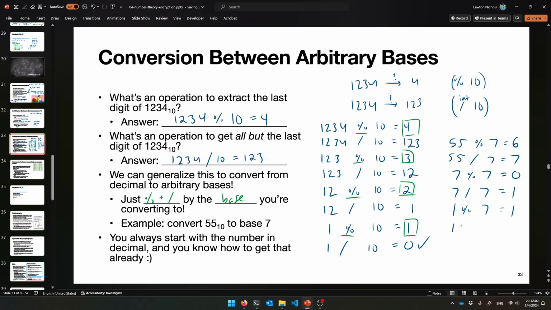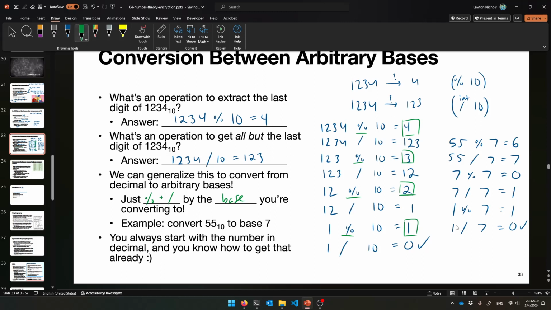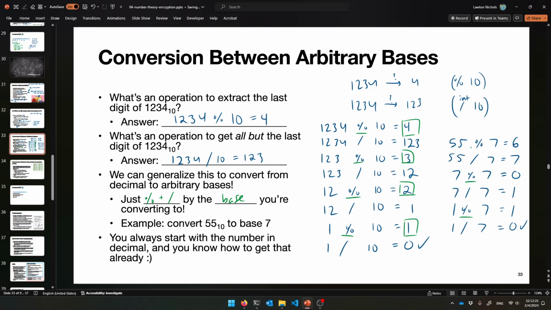And then let's see if there's anything left to convert by integer dividing by 7, chopping off that 1 from this number in base 7, of course. So that gives me 0, and that's how I know I'm done. Okay? So that is the process, and every time I took a modulus, this time by the base I'm trying to convert to, I got a digit of this number in reverse order.